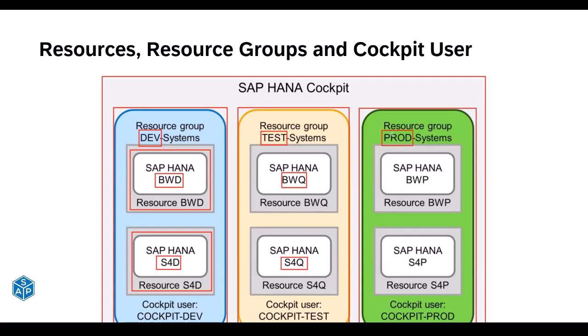Okay, now if you see over here, you can also see your BW production database and your S4HANA production database. So you can create different resource groups. In each resource group, you can add different resources. You can see the gray boxes, these are your resources.